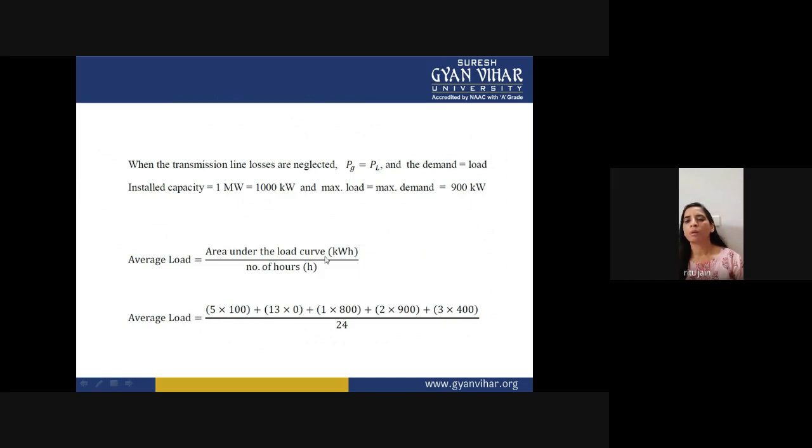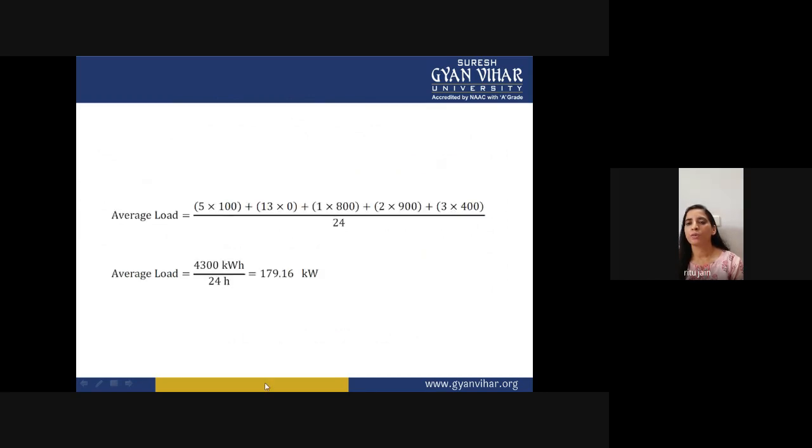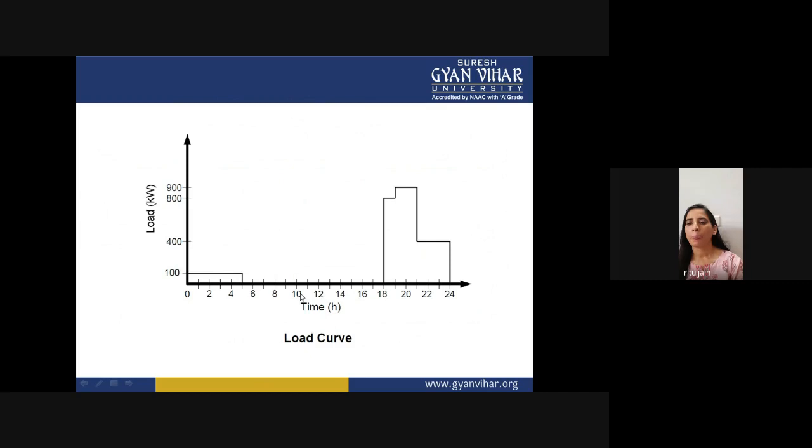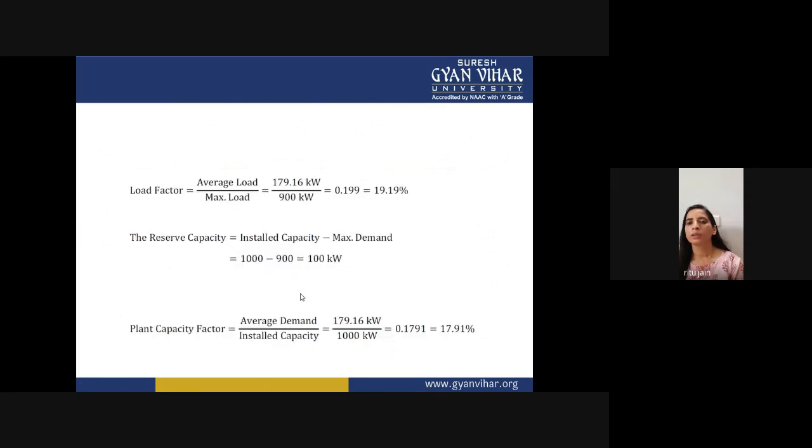This can be calculated by the area under the load curve. So you can see that the total load demand is this, and this is divided by 24. So you will get that the average load is 179.16 kilowatt for a day. This is your average load for a day. Now this is your load curve and this is your load duration curve.